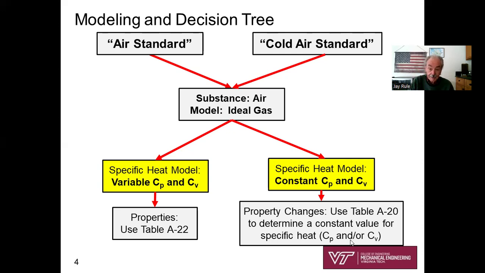That's the recipe. You read air standard, you're using table A22 for air properties. You read cold air standard, you're going to select a single value for C sub P and/or C sub V, and then move ahead from there.